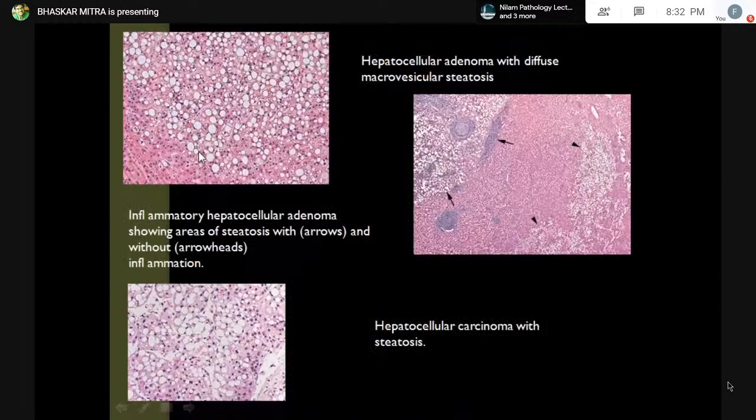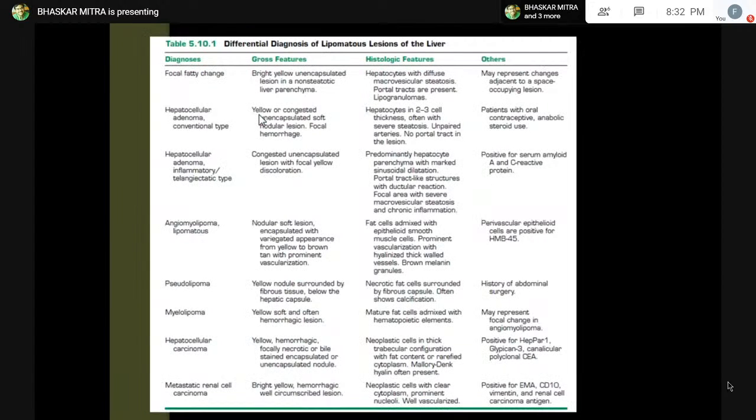Sometimes some hepatocellular adenomas or carcinomas may show extensive fatty changes, giving rise to a lipomatous lesion-like appearance. So these are the different lipomatous lesions of the liver, like angiomyolipoma, pseudolipoma, myelolipoma, focal fatty changes. And last, that is the mesenchymal hamartoma. This is an uncommon thing.